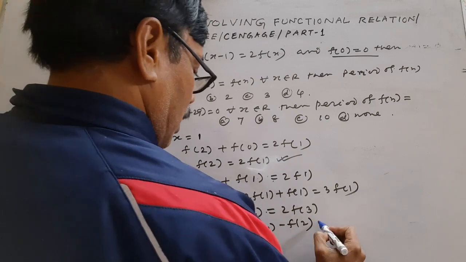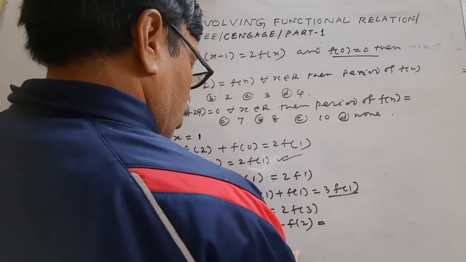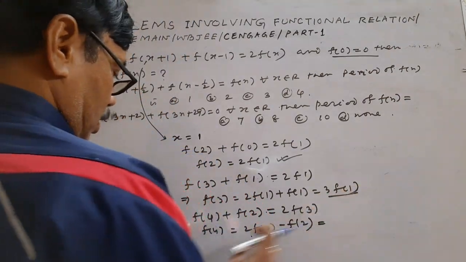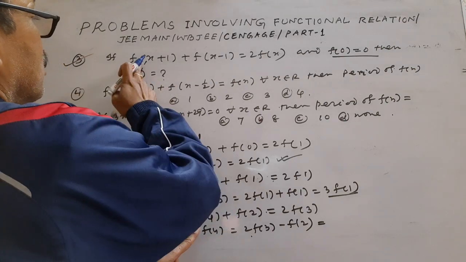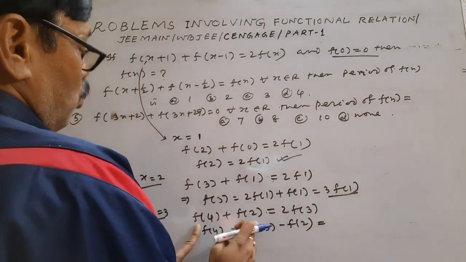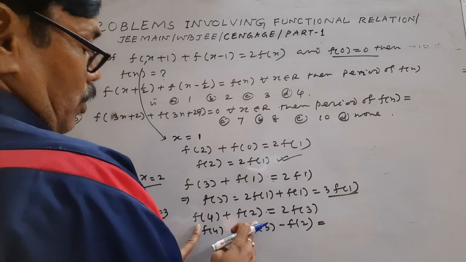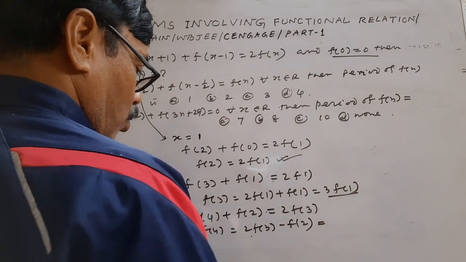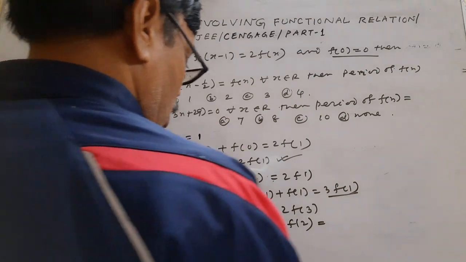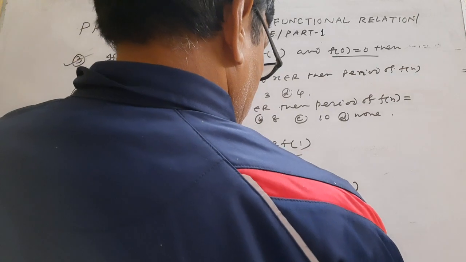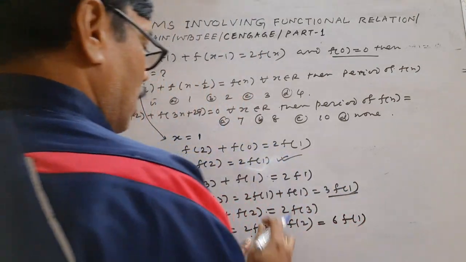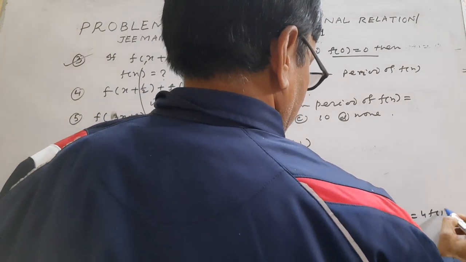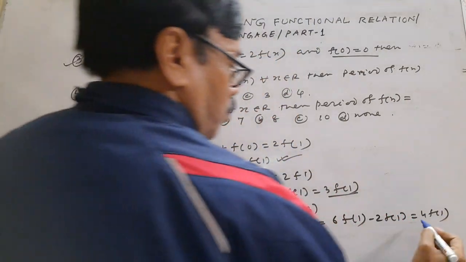So what is f3? 3f1. And putting x equals 3, this is f4 and this is f2 and this is 2f3. So what is f4? 2f3 minus f2, which is 6f1 minus f2, and f2 is 2f1. So this is 4f1.